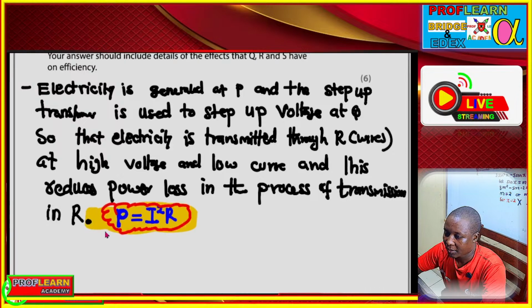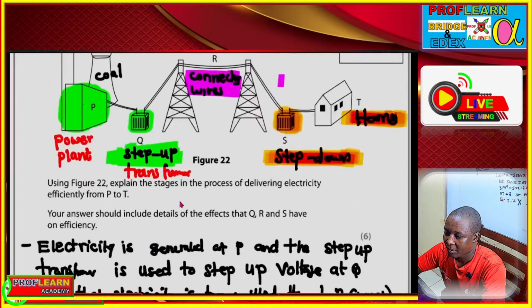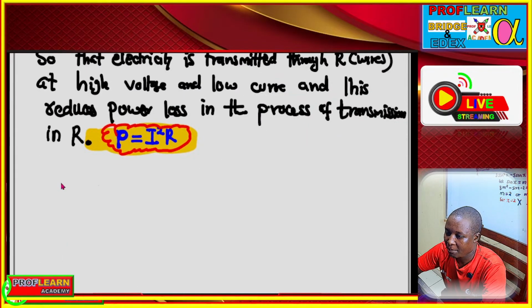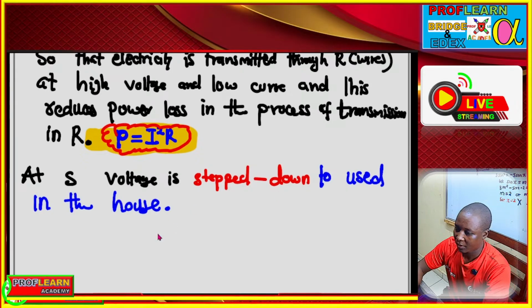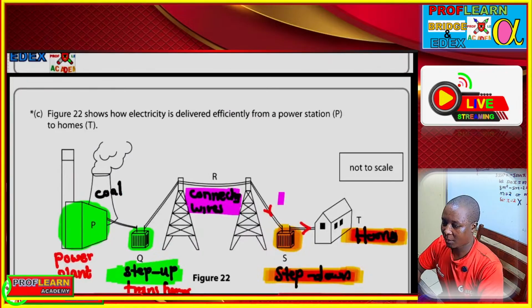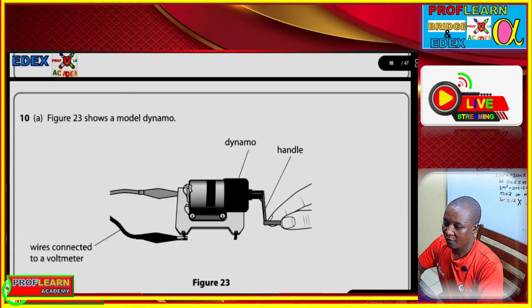In R, then we know that power loss is I squared R. Then at S, voltage is stepped down in order to be used in the households. So basically those are the steps that you are supposed to state in the process of transmission.